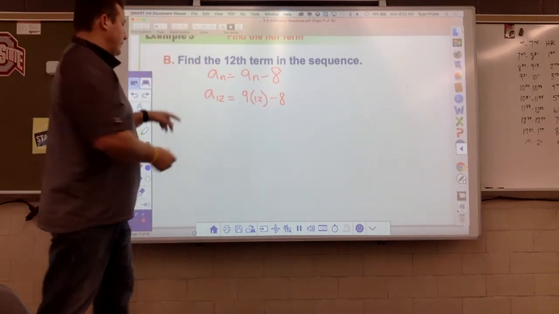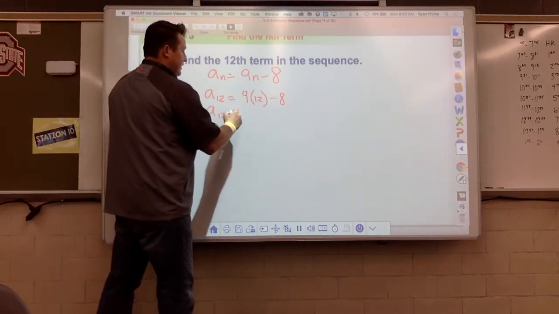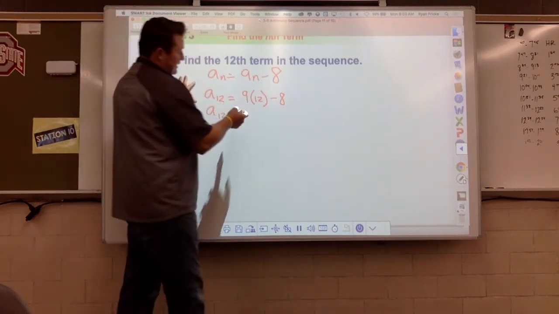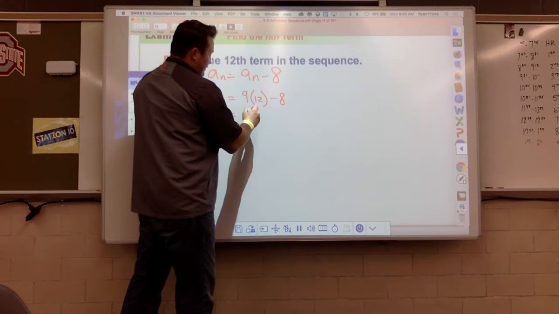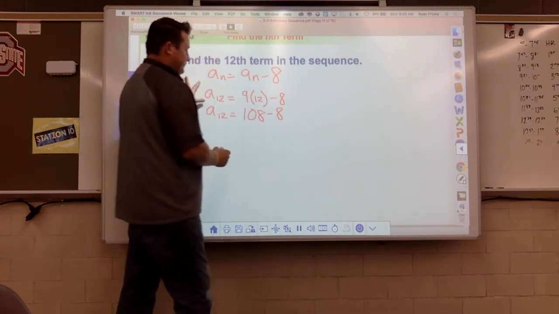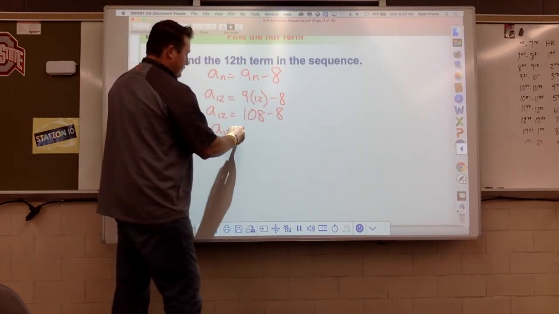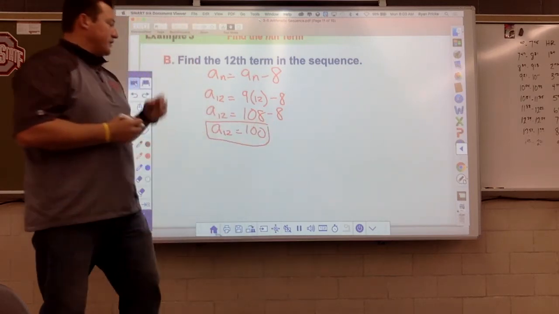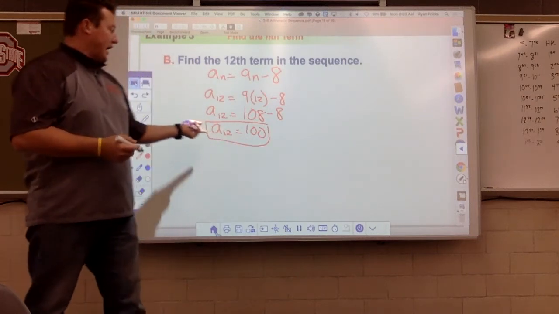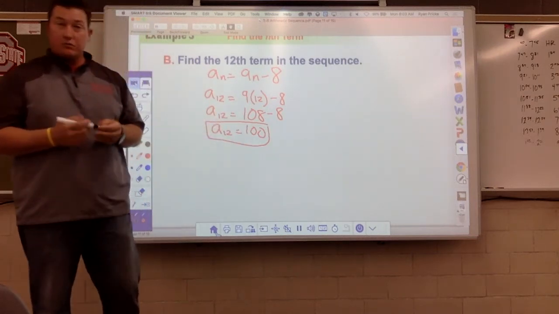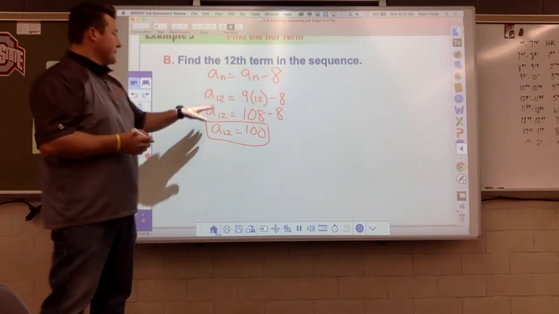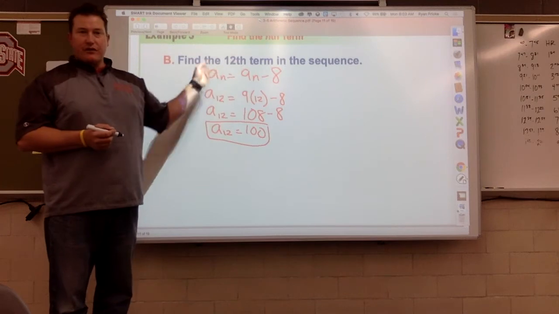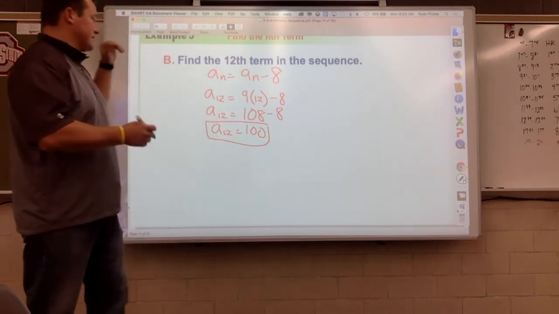Now I have to do some brain power math. So the 12th term is equal to 9 times 12. So that's 90 and 18, 108 minus 8. If I'm wrong, we're all bad. So then we'll subtract those and we will say, hey, the 12th term in this sequence happens to be the number 100. Pretty useful, okay? Again, all we did was replace n with whatever term they want me to find. So the 12th term in this sequence turns out to be 100.